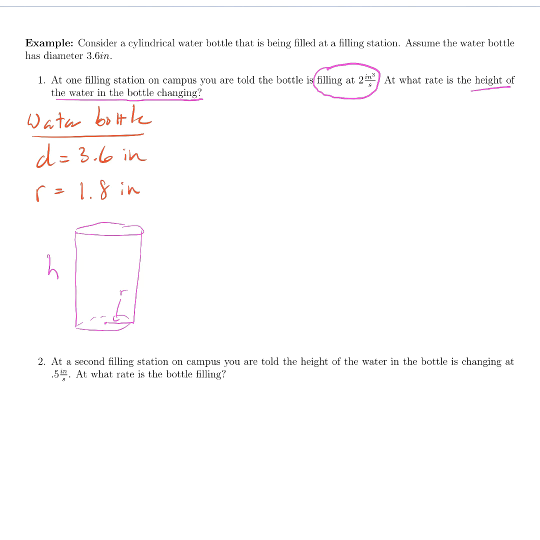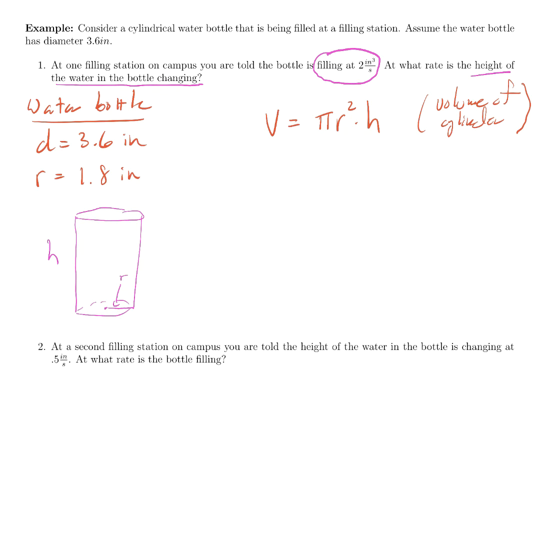So what is the volume of this water bottle? The volume of the water bottle is pi r squared times the height h. That is the area of the base, which is pi r squared, times the height, is the volume of the cylinder. Okay, but here r is fixed. It's just some number, right? It's 1.8 squared. It is not changing with respect to time.